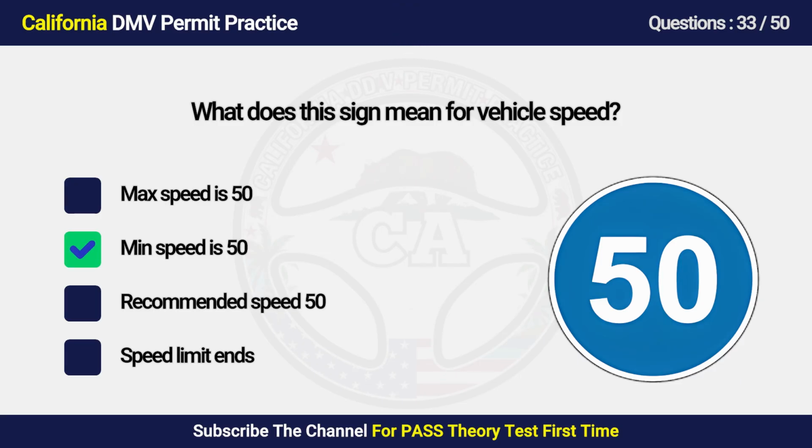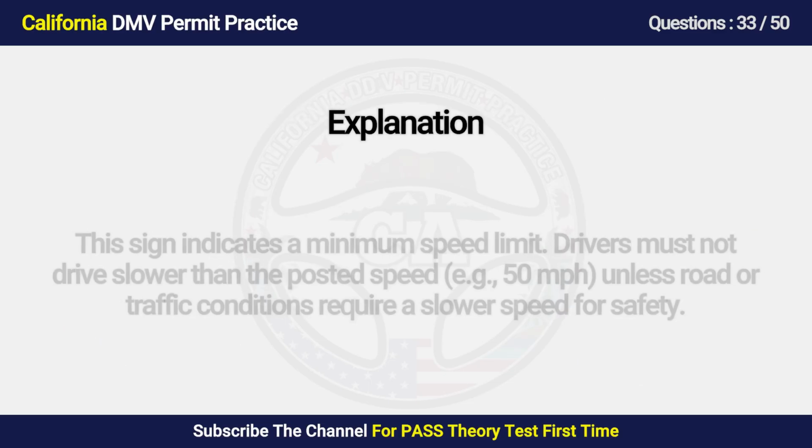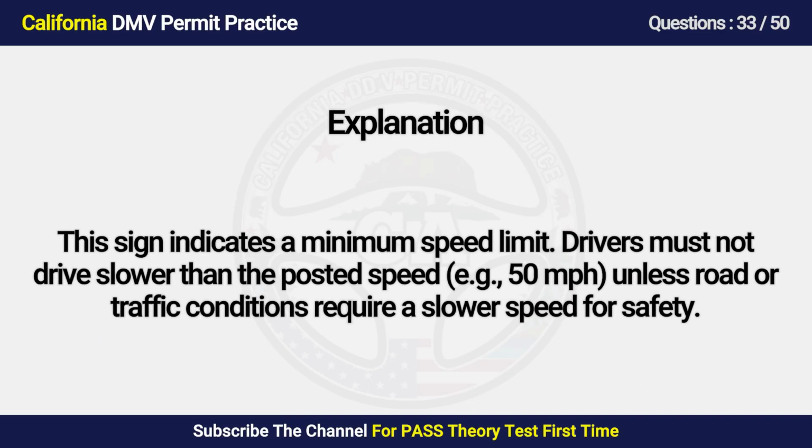Answer is B. Min speed is 50. This sign indicates a minimum speed limit. Drivers must not drive slower than the posted speed, 50, unless road or traffic conditions require a slower speed for safety.